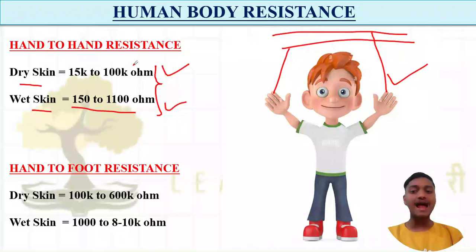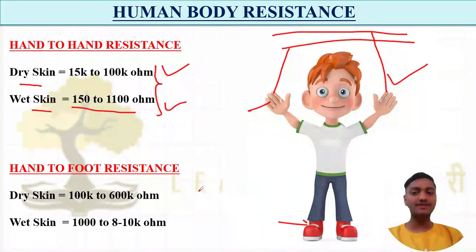Now what is the hand to foot resistance? So you should know about hand to foot resistance also. For dry skin it is from 100k to 600k ohm, and for the wet skin it is from 100 ohm to 8 to 10 kilo ohm. So this is the human body resistance of hand to foot. This is with respect to this hand and this foot. So this is the value.